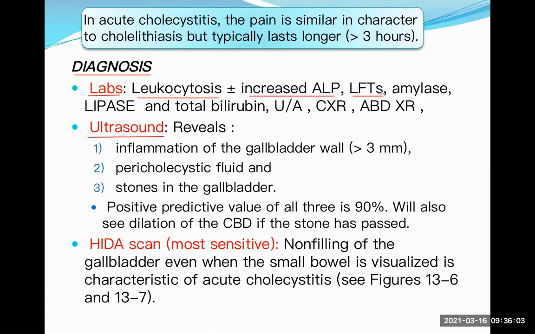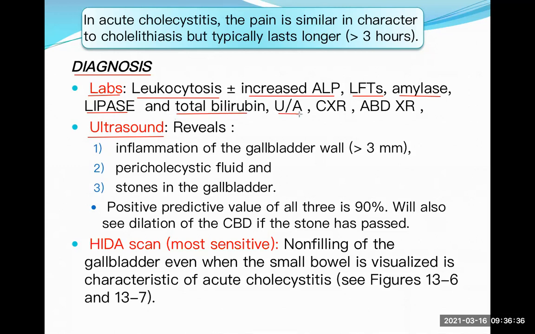LFT, remember: what is the total bilirubin? What is the direct component? What is the serum albumin level? What is the prothrombin time? What are the liver enzymes? These are called LFT. Amylase and lipase are important tests to rule out pancreatitis, because the differential diagnoses are acute pancreatitis and acute cholecystitis. To rule out acute pancreatitis, you go for amylase and lipase tests. And total bilirubin we already talked about.